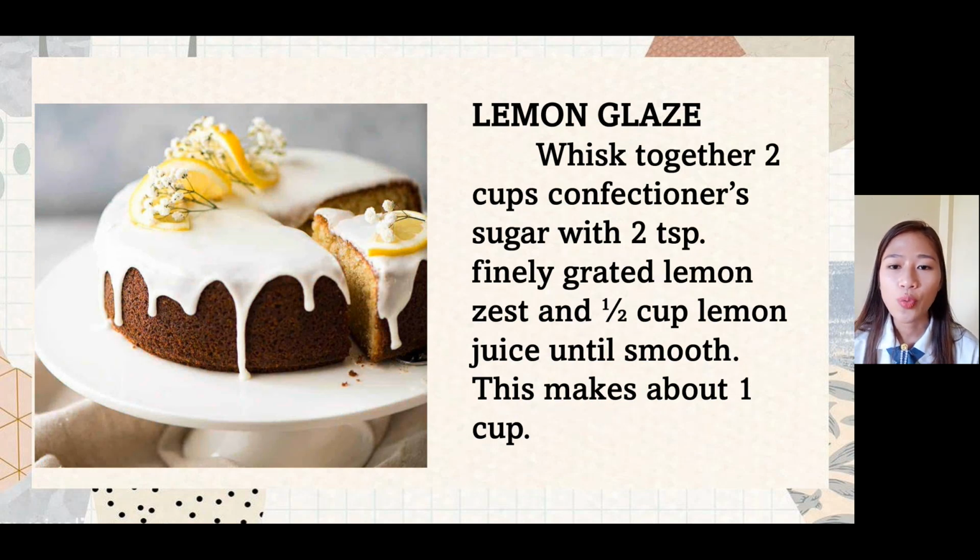Next, lemon glaze. Whisk together 2 cups confectioner's sugar with 2 teaspoons finely grated lemon zest and 1/2 cup lemon juice until smooth. This makes about 1 cup. This is the proportion, so if you want more lemon glaze, you can do a double recipe. The confectioner's sugar is a fine powder, that is a sugar too.